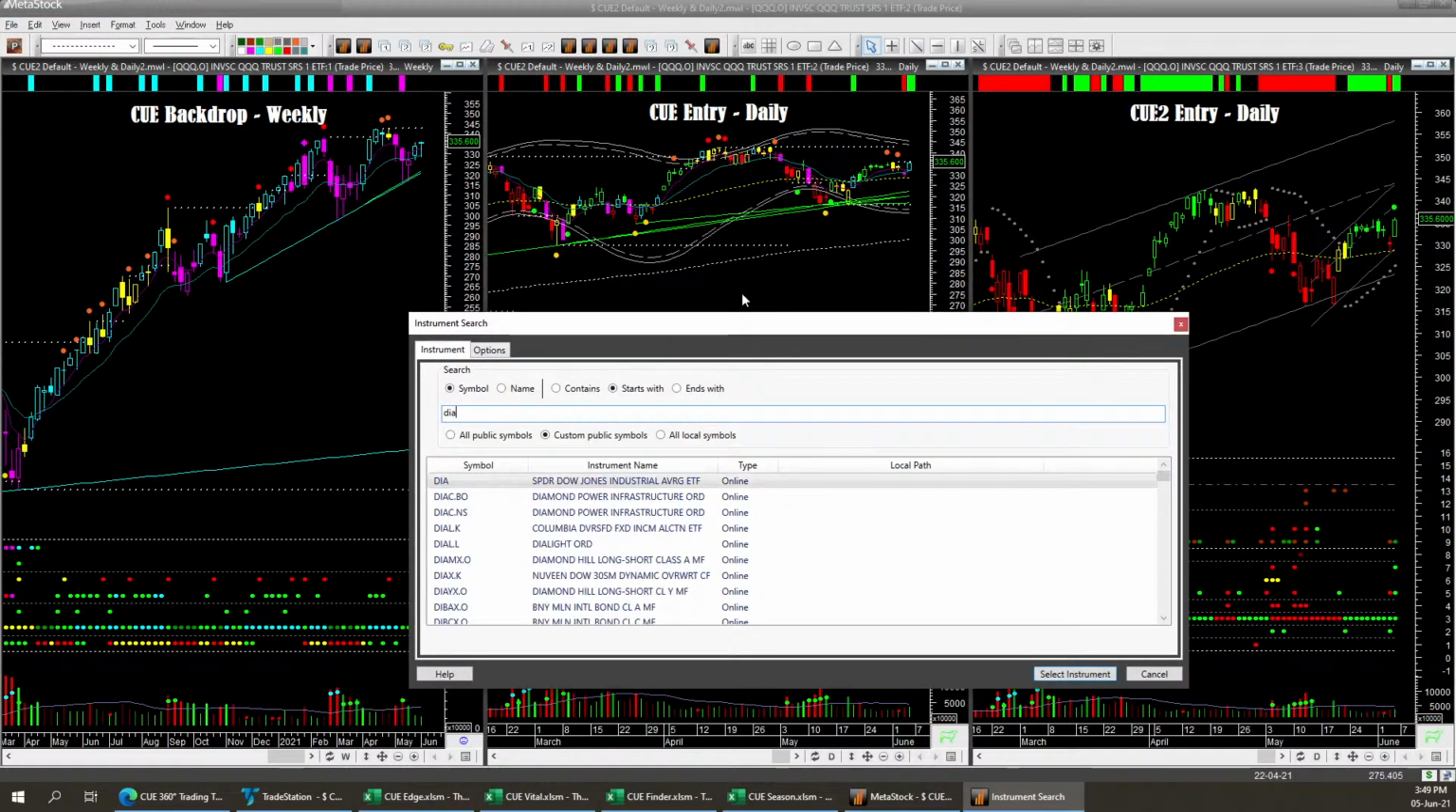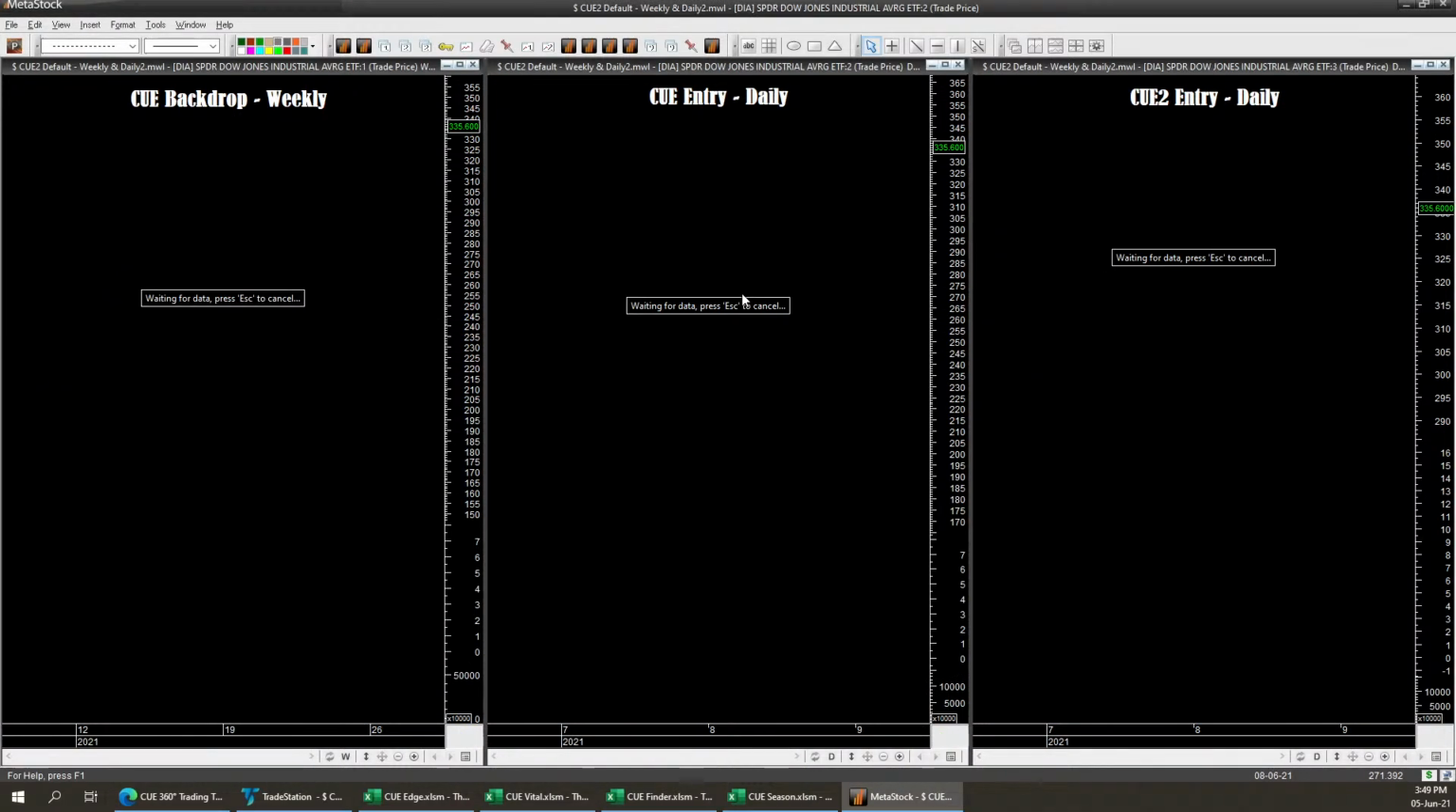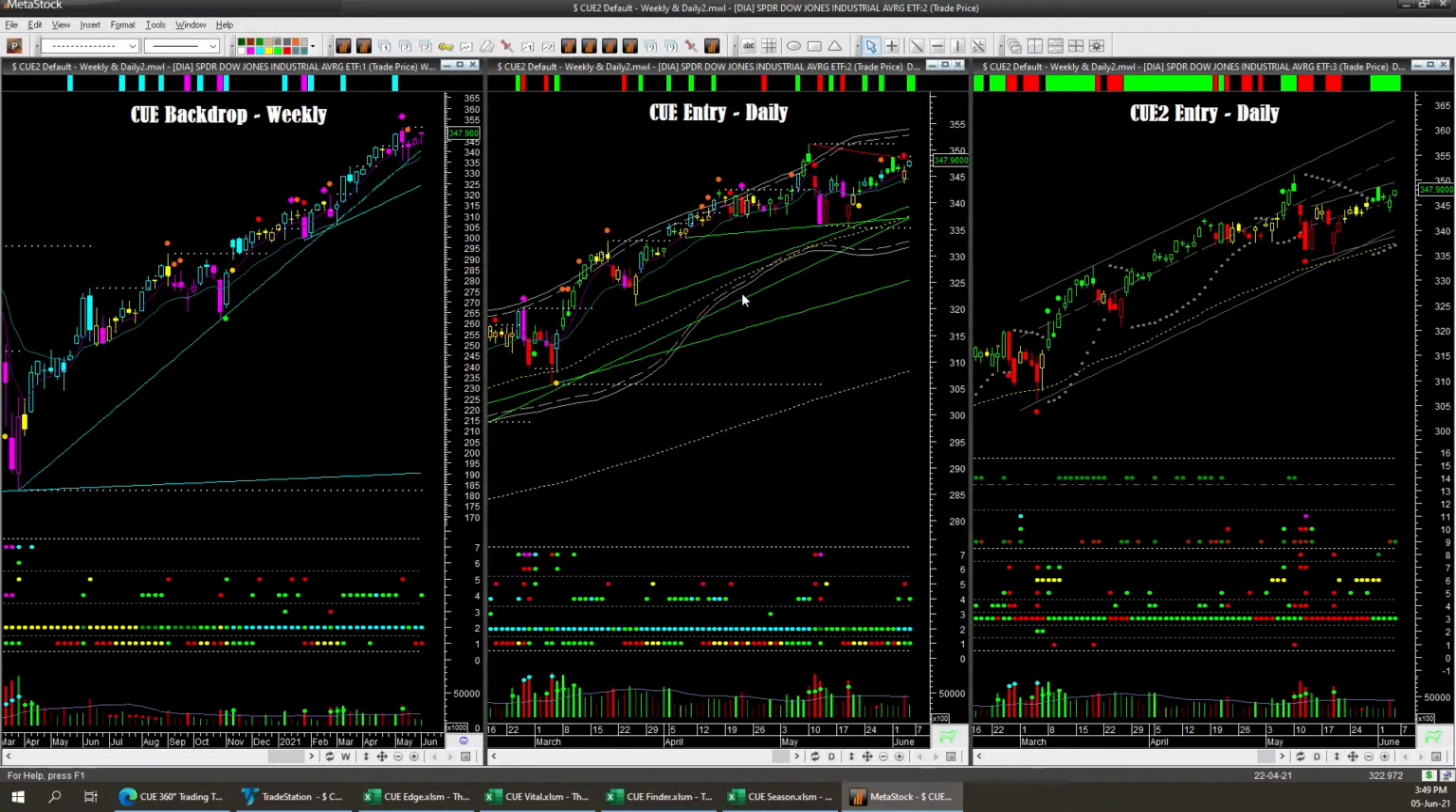What about DIA? DIA is similar to SPY. For a few reasons, I'm not going to buy DIA as of Friday's close. One is there is a trend line resistance in daily just above the closing price, and the weekly color is still magenta, bearish.